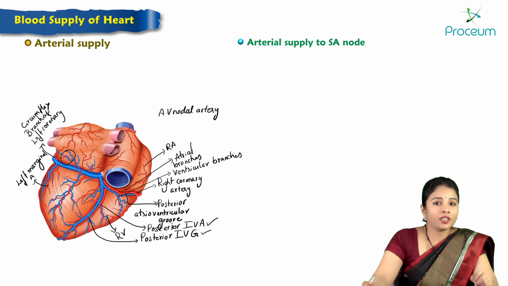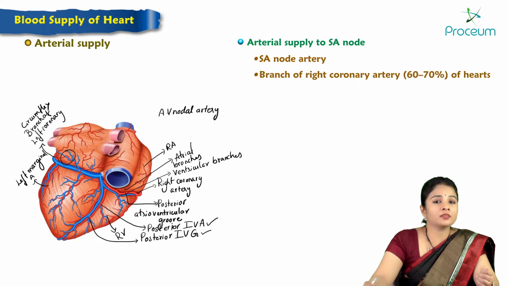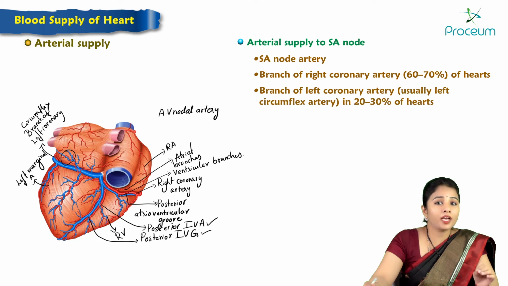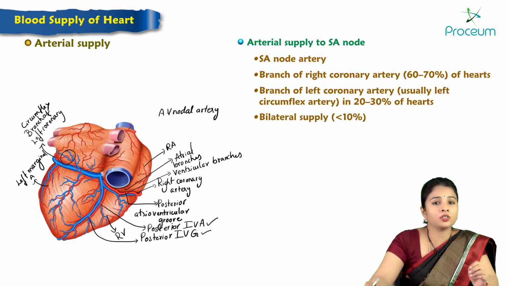And arterial supply of SA node. SA node receives blood supply by SA nodal artery, a branch of right coronary artery, in the majority, 60 to 70% of the hearts. In the rest, 20 to 30%, we may find a branch of left coronary artery, which is usually a branch of left circumflex artery, supplying the SA node. And in fewer individuals, that is in 10%, the SA nodes receive bilateral supply, meaning the SA nodal arteries get origin from both right and left.